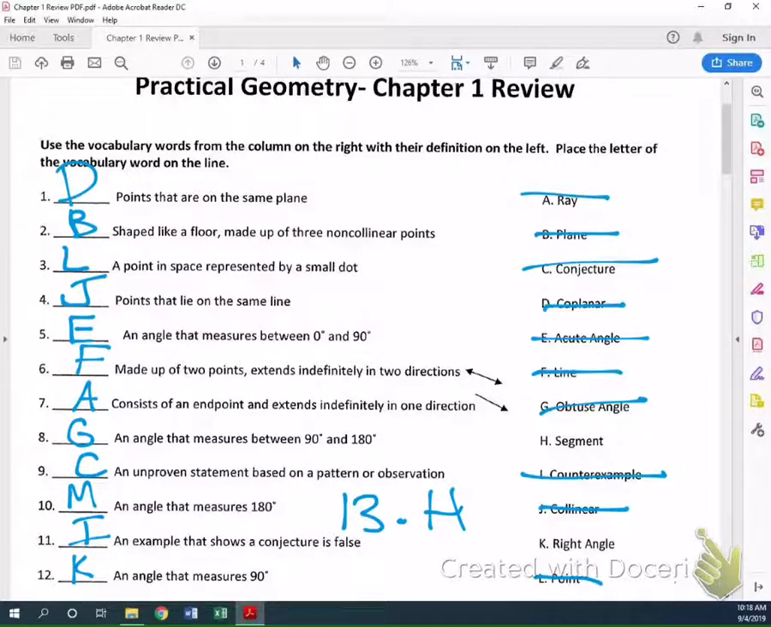I'll just put them all up there together. 13, let me see what it says. So yeah, part of a line, if it has 2 endpoints, that's a segment.